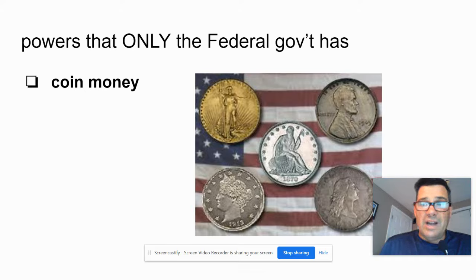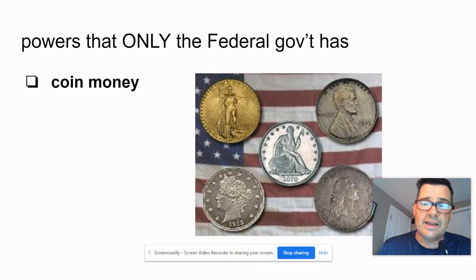All right, bullet point 1, coin money. This was a major problem in the Articles of Confederation because the states were creating their own money, and then they were inflating that currency, and no one could keep track of what it was worth. It was kind of a real hot mess. So the new government is going to have only the power. The federal government is going to have the power to coin money.